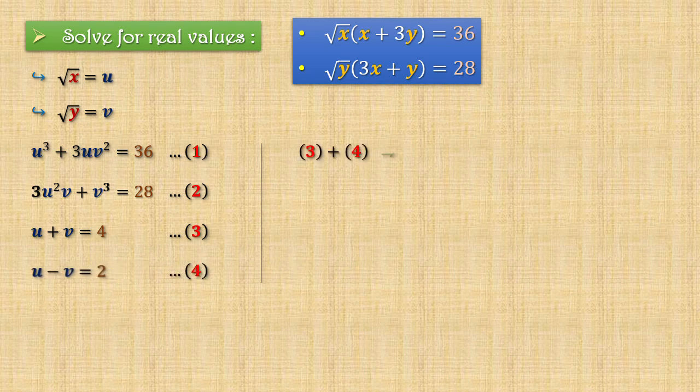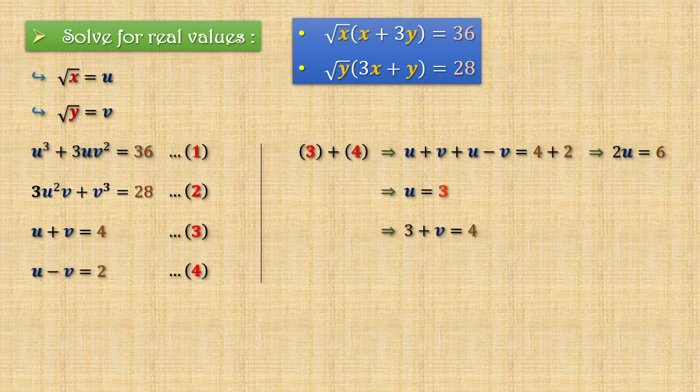Now by adding equation 3 and 4 we would have u plus v plus u minus v equals 4 plus 2. Therefore, 2u equals 6, which means that u equals 3. Now we substitute this into equation 3 to get 3 plus v equals 4. So v equals 1.